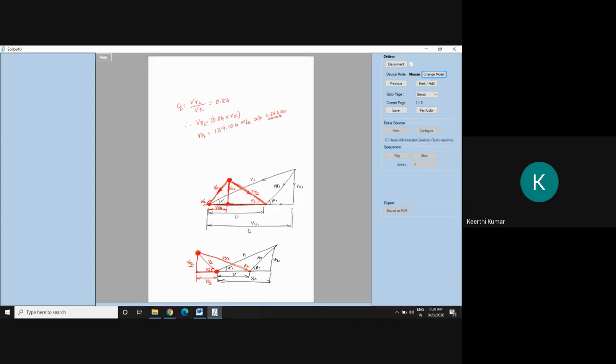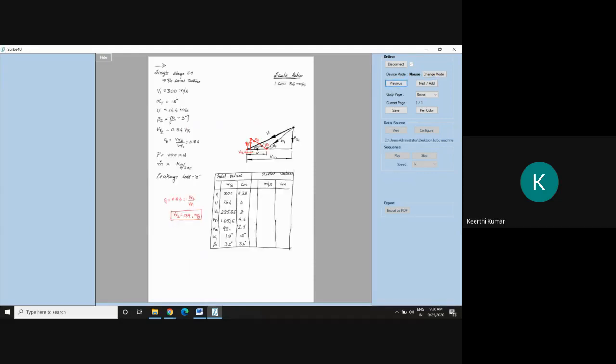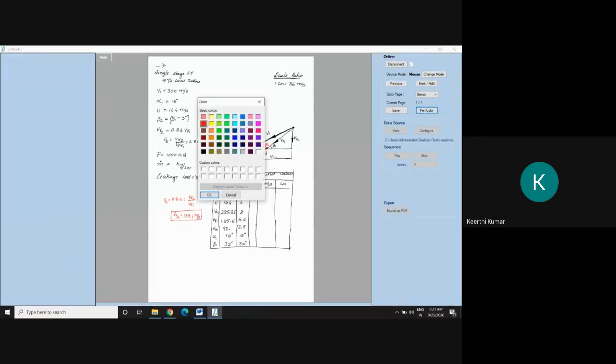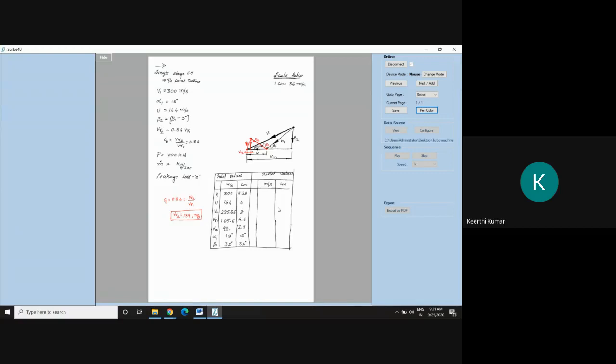Anybody having doubts, please ask me. Now, once you get the values, you tell me all the values and let me put them in a table. So I'll write here. So this is V2. Just a minute.